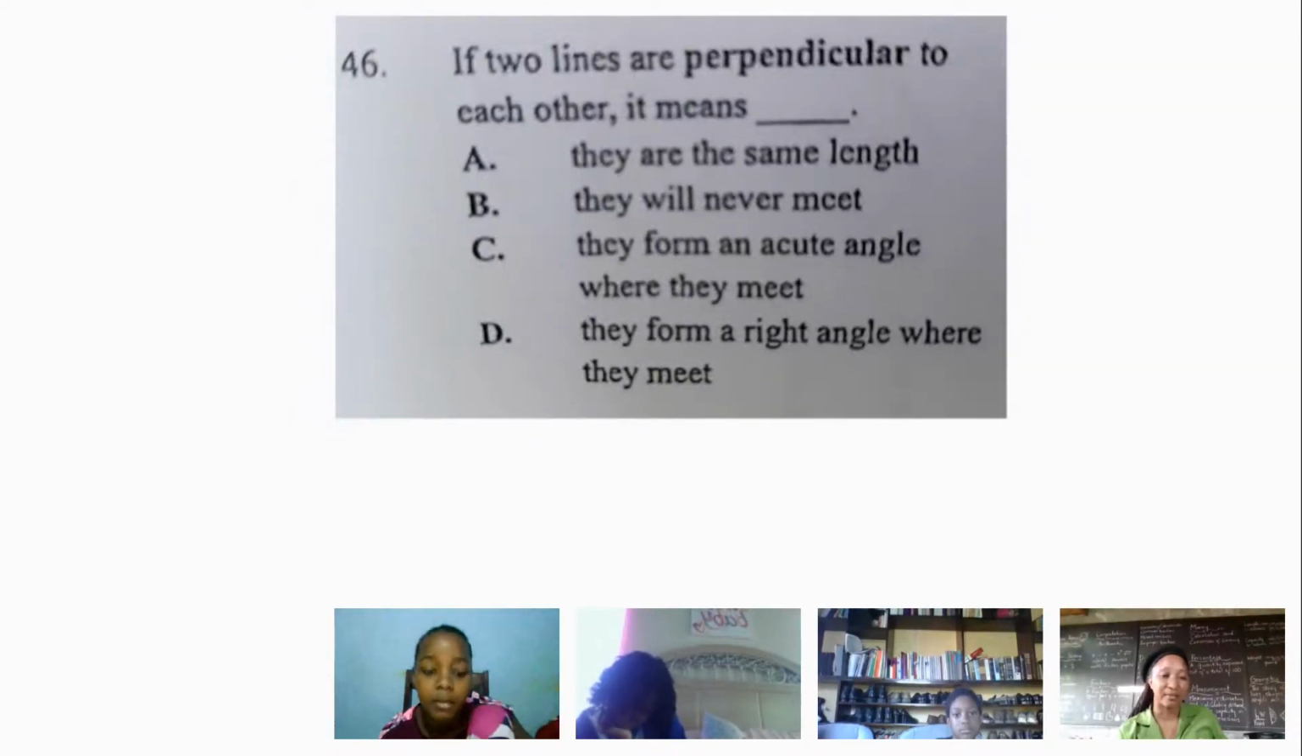46, John. Okay, Miss. Number 46. If 2 lines are perpendicular to each other, it means dash. Number 46. If 2 lines are perpendicular to each other, it means, Miss, therefore it's the angle where they meet.